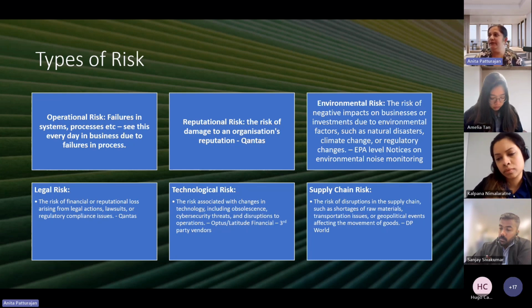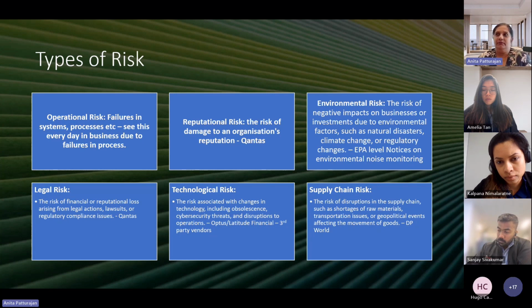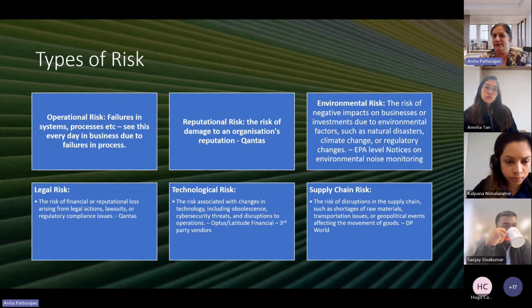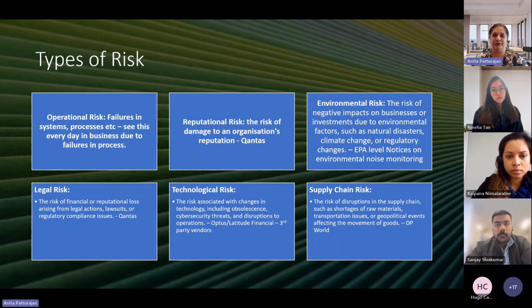Environmental risks. This is the risk of negative impacts on businesses due to environmental factors, such as natural disasters. Often companies may get, and I know some of our customers have had, EPA notices come through on environmental noise monitoring and been asked to do support reports. So again, very important to consider. There could be legal risks as well. Again, Qantas is another good example, where there are a number of inquiries and legal action being taken to review how they manage their customers and their reward program and how they treated their staff. So it can have a snowball effect.